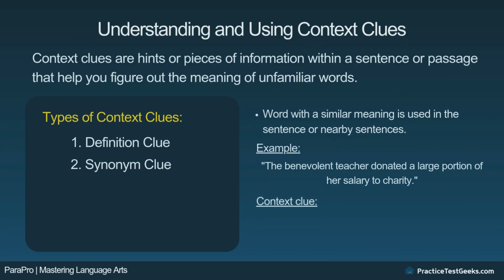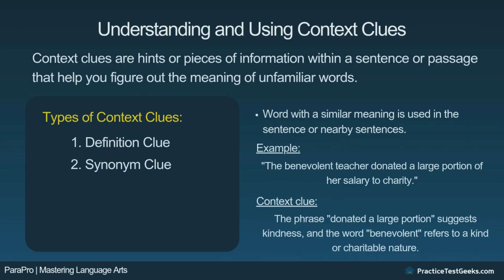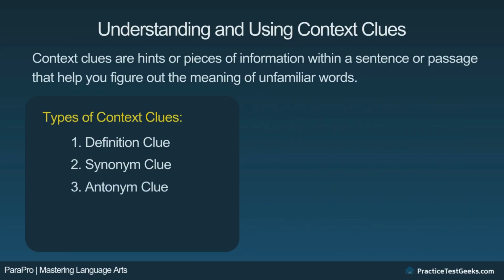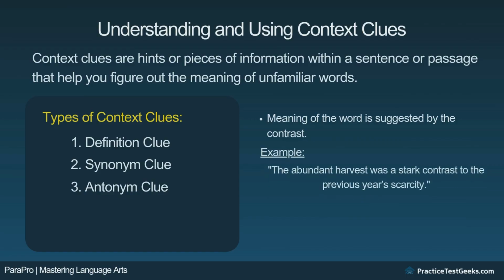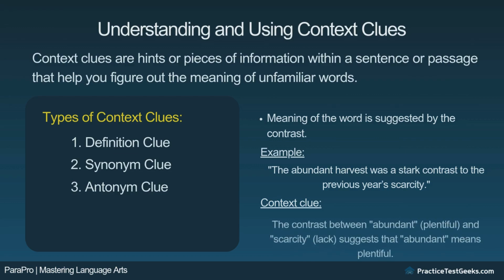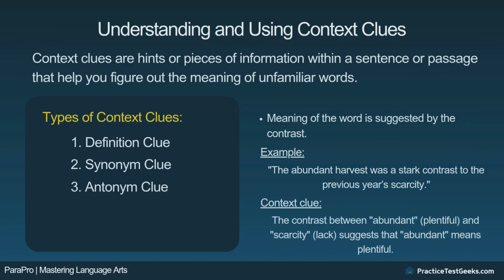Context clue. The phrase donated a large portion suggests kindness, and the word benevolent refers to a kind or charitable nature. 3. Antonym clue. The meaning of the word is suggested by the contrast between it and another word in the sentence. Example: the abundant harvest was a stark contrast to the previous year's scarcity. Context clue. The contrast between abundant, plentiful, and scarcity, lack, suggests that abundant means plentiful.